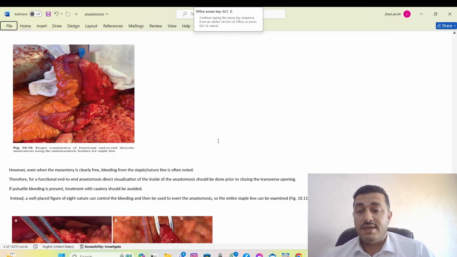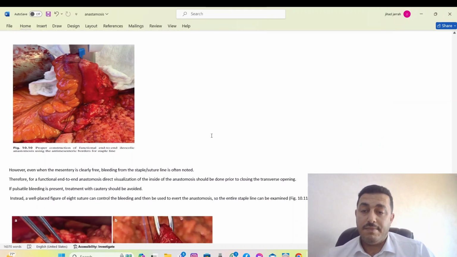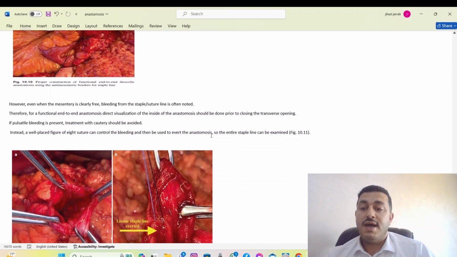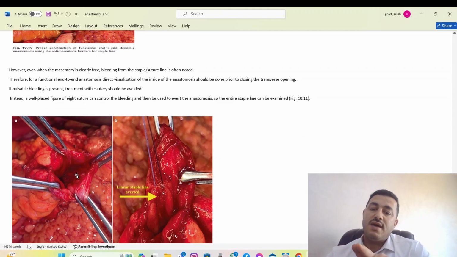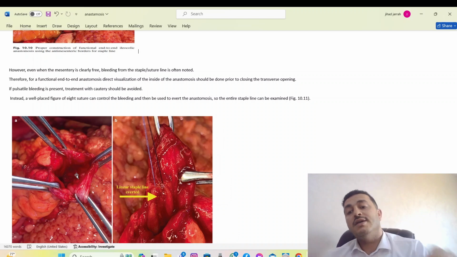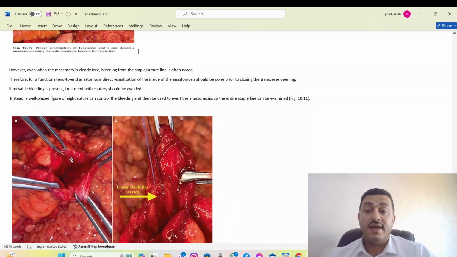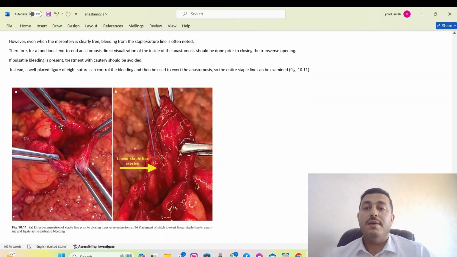And intraoperatively, if we create a stapled anastomosis, for example, if we are going to construct a side-to-side or end-to-end stapled anastomosis, look inside to see if there is any bleeding, and if there is bleeding, please do not use cautery to stop it.